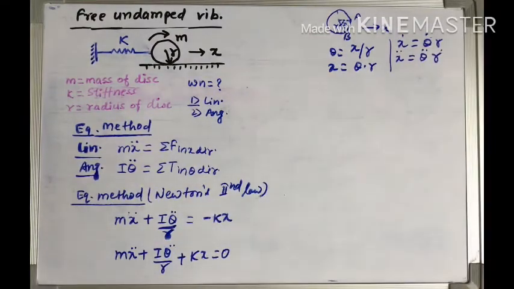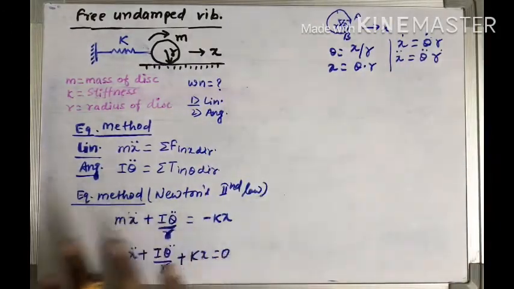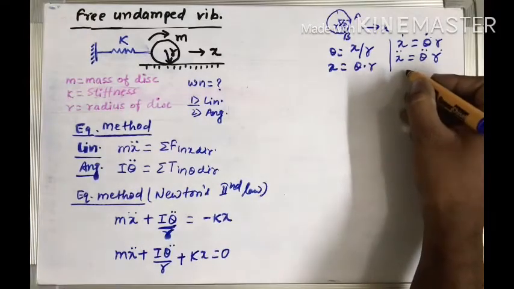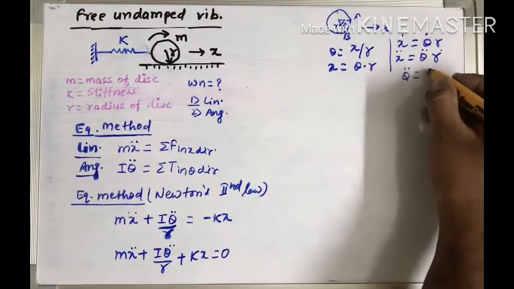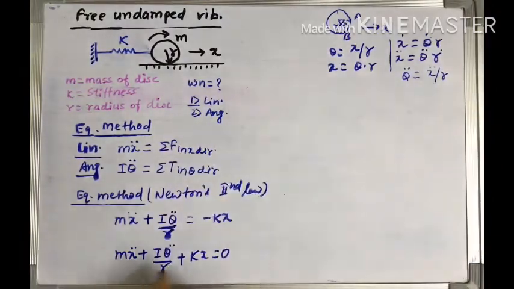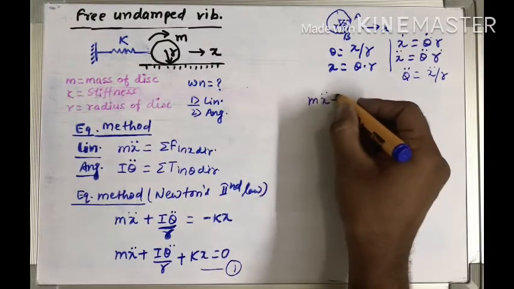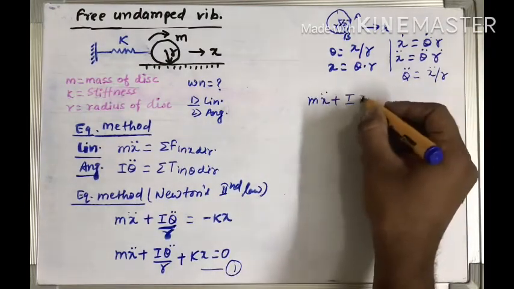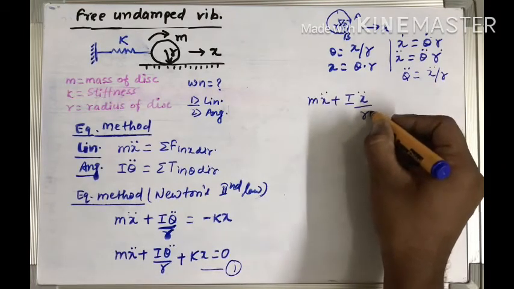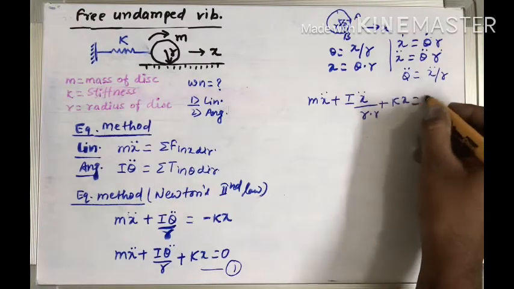So we can put this x double dot value in this equation so that the equation will be converted into x. We can write from here that theta double dot is equal to x double dot divided by r. So putting this value of theta double dot in equation number one, we have m x double dot plus I, instead of theta double dot we write x double dot by r, and there is already one r in the denominator, plus kx is equal to 0.